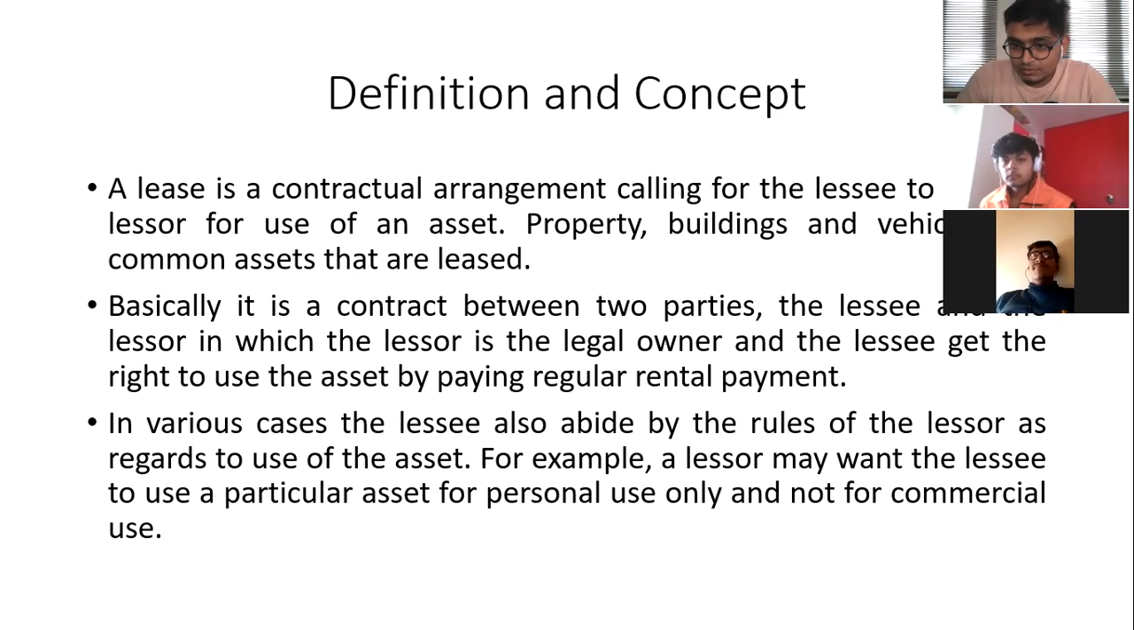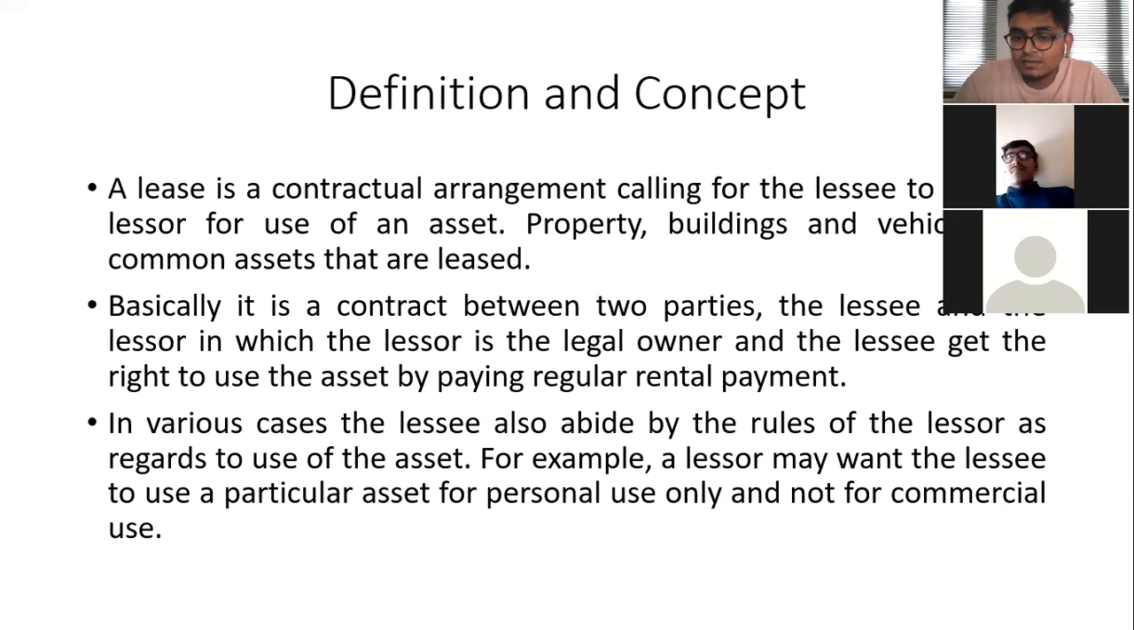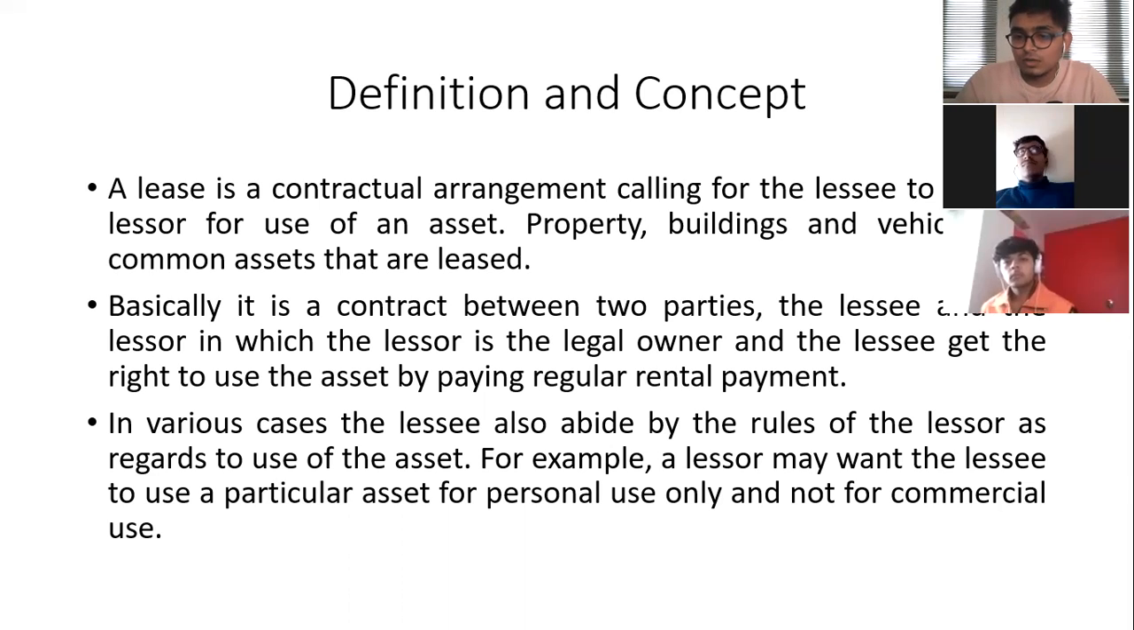In this contract, there are two parties, in which the lessor is the legal owner of the asset, but the lessee has permission to use the asset. He has to follow certain rules and abide by certain regulations of the lessor, such as if the contract says that the property shouldn't be used for commercial or business purposes, then the lessee should only use the property or the asset for personal use.